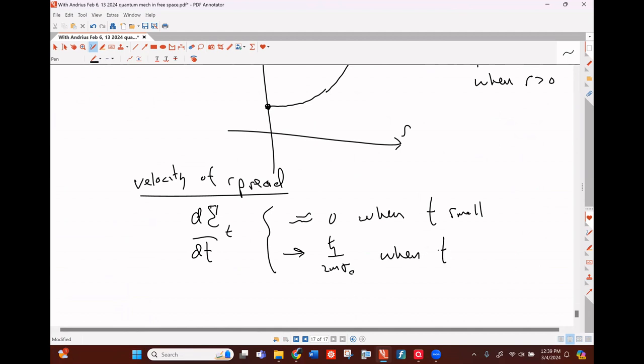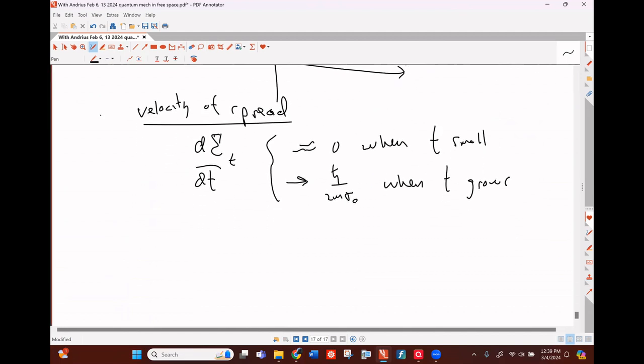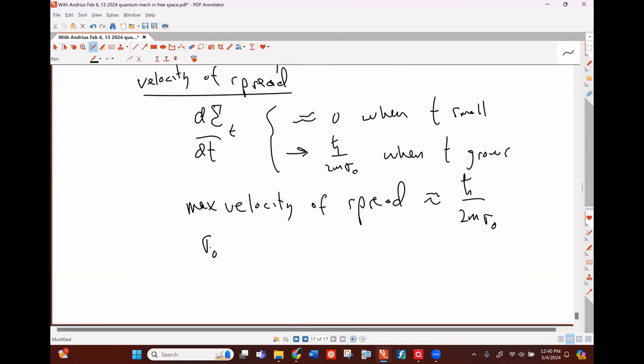When t grows. So the max velocity of spread is approaching h bar over 2m sigma naught. Okay. So let's say that sigma naught for hydrogen is approximately equal to about 10 to the minus 10 meters, one angstrom. What's the mass of an electron? About 9.11 times 10 to the minus 31 kilograms.